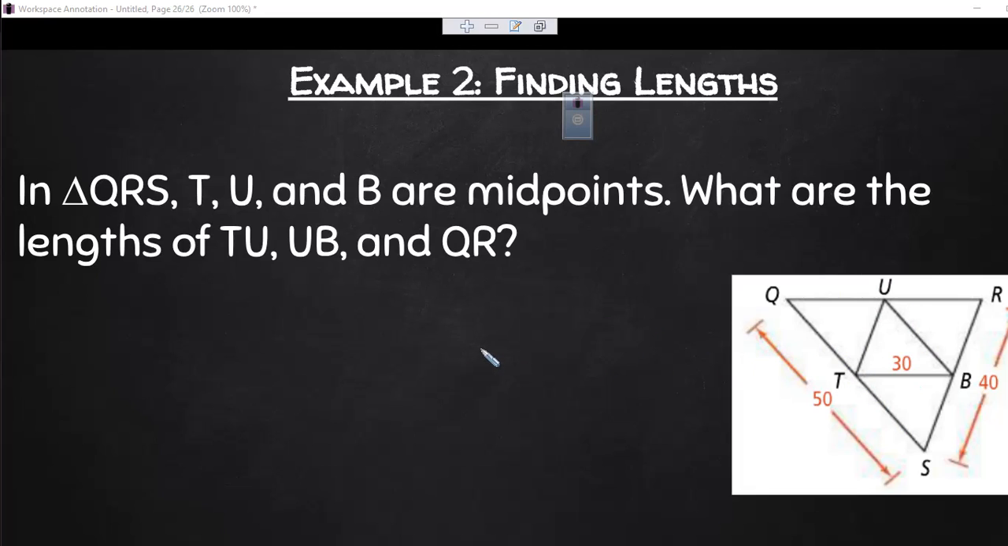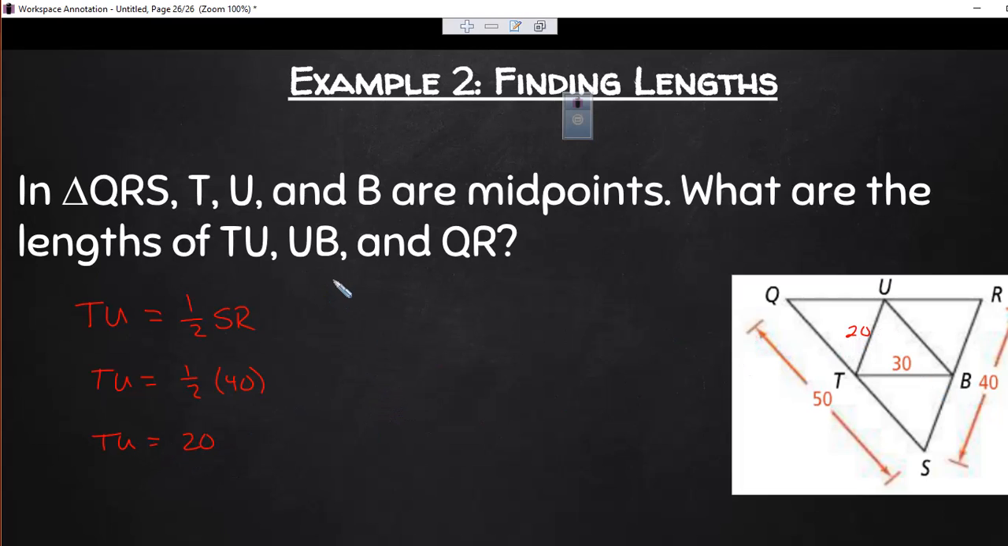So let's take a look at the first one. We're looking for TU. TU is a mid-segment, so it means that TU is going to equal half of its third side. Now, the third side is going to be SR. So TU is equal to half of the third side SR, and SR is 40, that means that TU is going to equal 20. So this one's going to be 20.